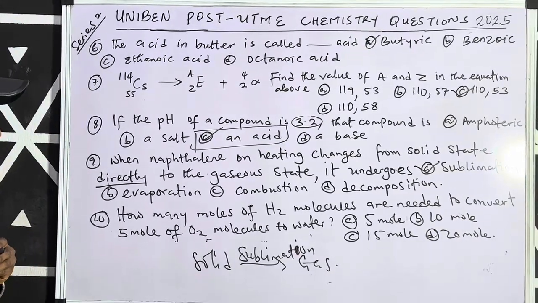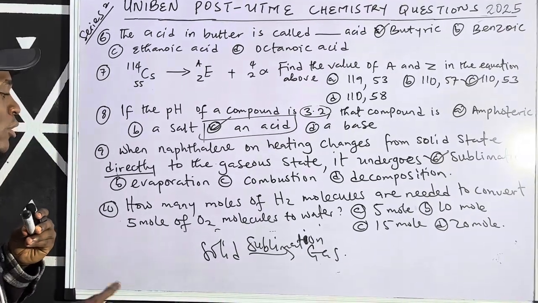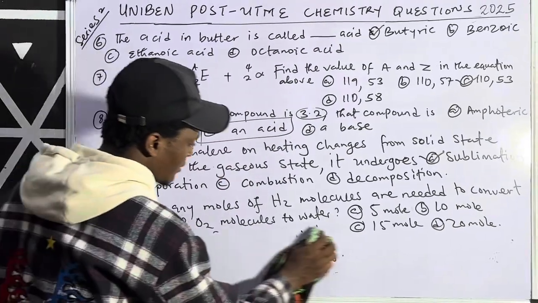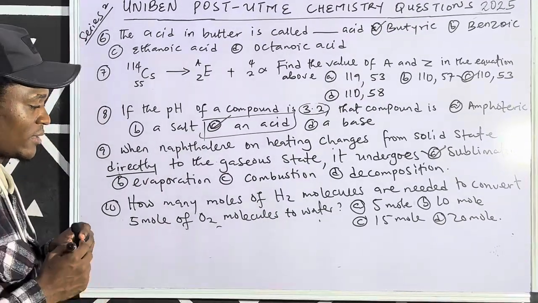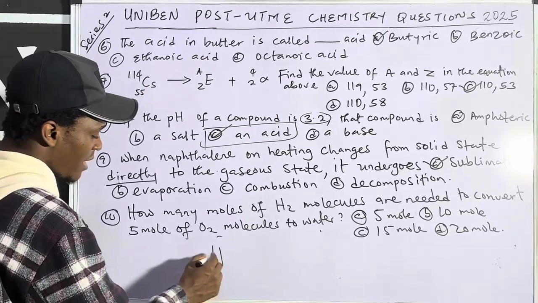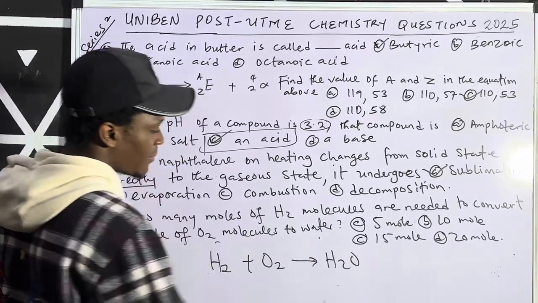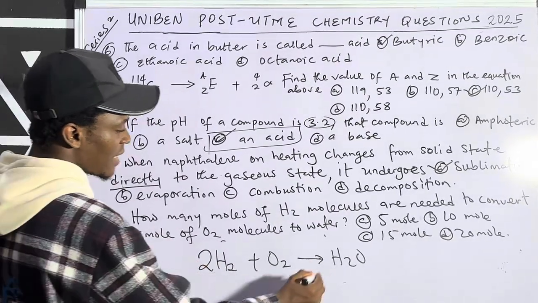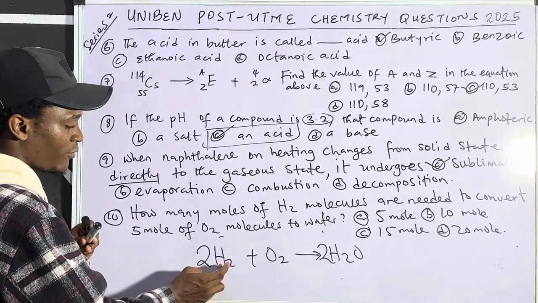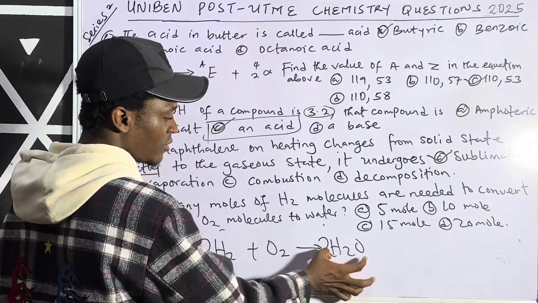Question 10. How many moles of hydrogen molecules are needed to convert 5 moles of oxygen molecules to water? Now, looking at this question, it is under stoichiometry. It's very easy. All you simply do first is represent the equation. The equation is a reaction between hydrogen gas and oxygen gas to form water. Now, balancing this reaction, this is like the simplest equation in chemistry. The reaction is balanced. If you want to confirm, we have 2 times 2 for hydrogen, 4. 2 times 2 here is also 4. Oxygen here is 2.